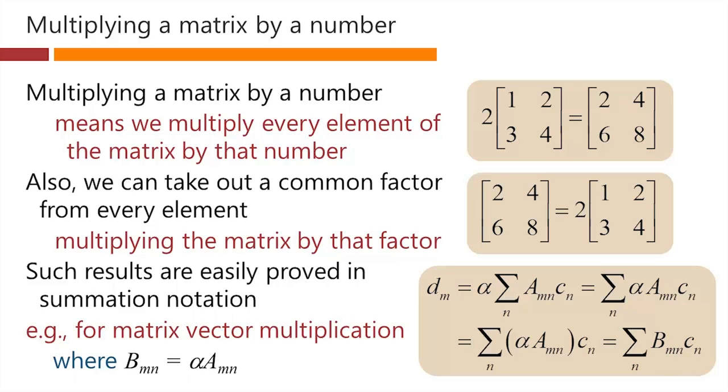So this is a rather trivial proof, but I formally proved that you can take this alpha that was outside the matrix and instead multiply every element of the matrix. So I've essentially proved that this works. It's a very trivial proof, but it shows the kind of way that we can prove things using summation notation. So formally, this matrix element Bmn is alpha times the matrix element Amn.